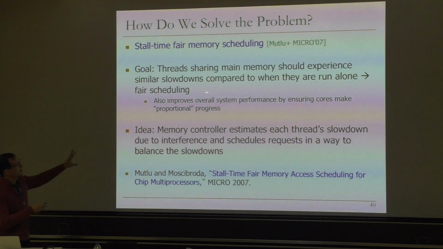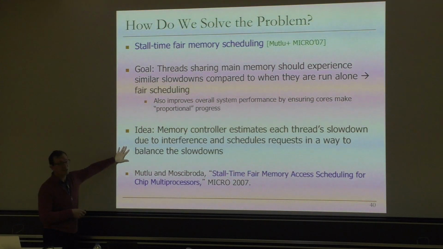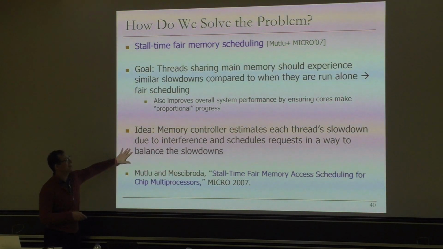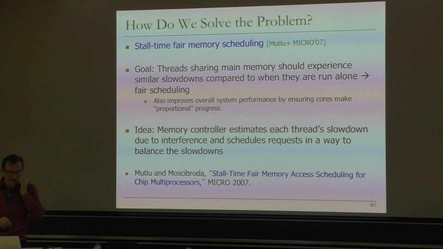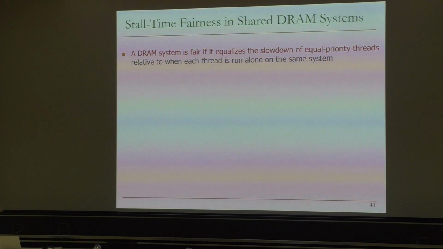So we wanted to change the memory controller such that you get this proportional slowdown. And the idea, once you have that, is to have the memory controller estimate each thread's slowdown due to interference and schedule the requests in a way to balance the slowdowns. It sounds easier than done. This is actually very complex. I don't think this is very easy to build, but this was our first cut scheduler. So let's go into a little bit more of this.